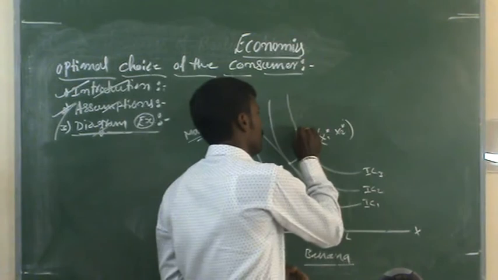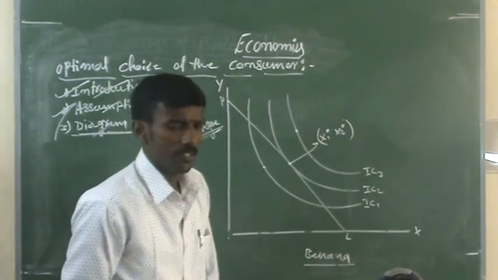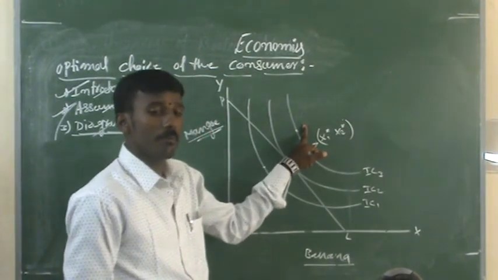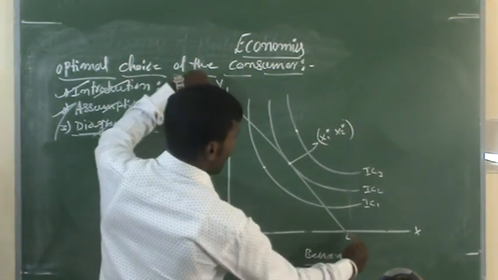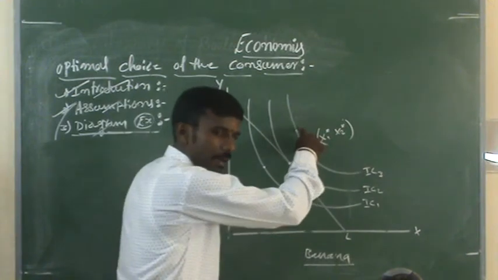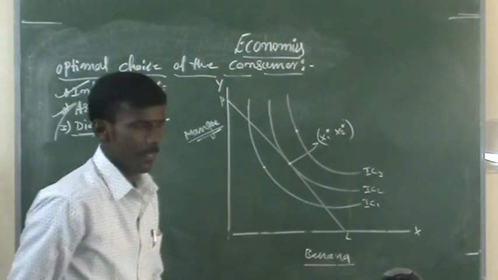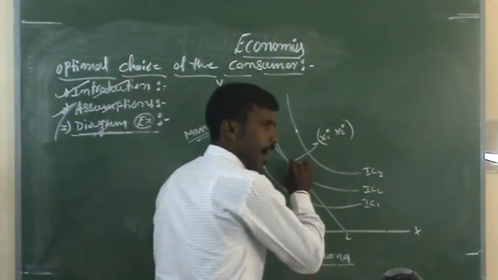Now coming to here, is this point considered the optimal choice? No, that point is also not the optimal choice of the consumer. Why? Because with the PL amount of money, the consumer cannot buy or attain this point. Now the point x1 star and x2 star, this point is optimal.